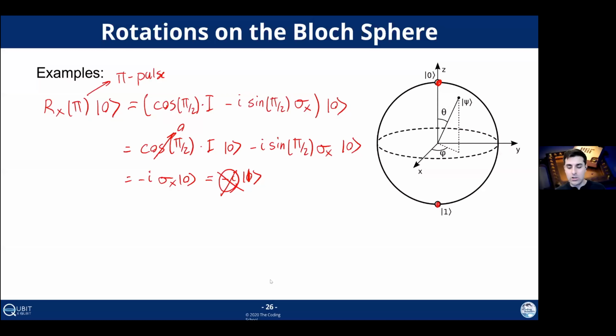Okay, now let's look at another example. What if I apply an Rx, but rotate by pi over 2 instead of pi, to the 0 state? What do I get then? And maybe I will relaunch the poll so you can let me know what you get, but think about this for 30 seconds first before you submit an answer. And maybe I will help you out a little bit by expanding this.